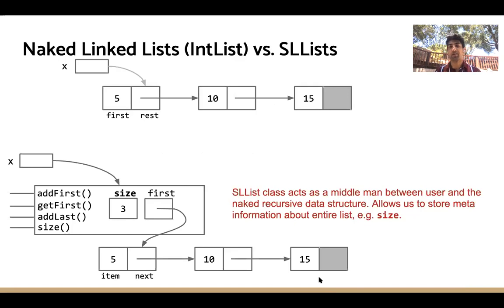Okay, so looking back at that initial image, on the top we have the IntList, that's the naked IntList, and at the bottom we have our amazing SLList with the added size instance attribute. And what we can see is now the SLList class is still a middleman, but we can also store meta information about the entire list, like its size. And that's really cool going forward.